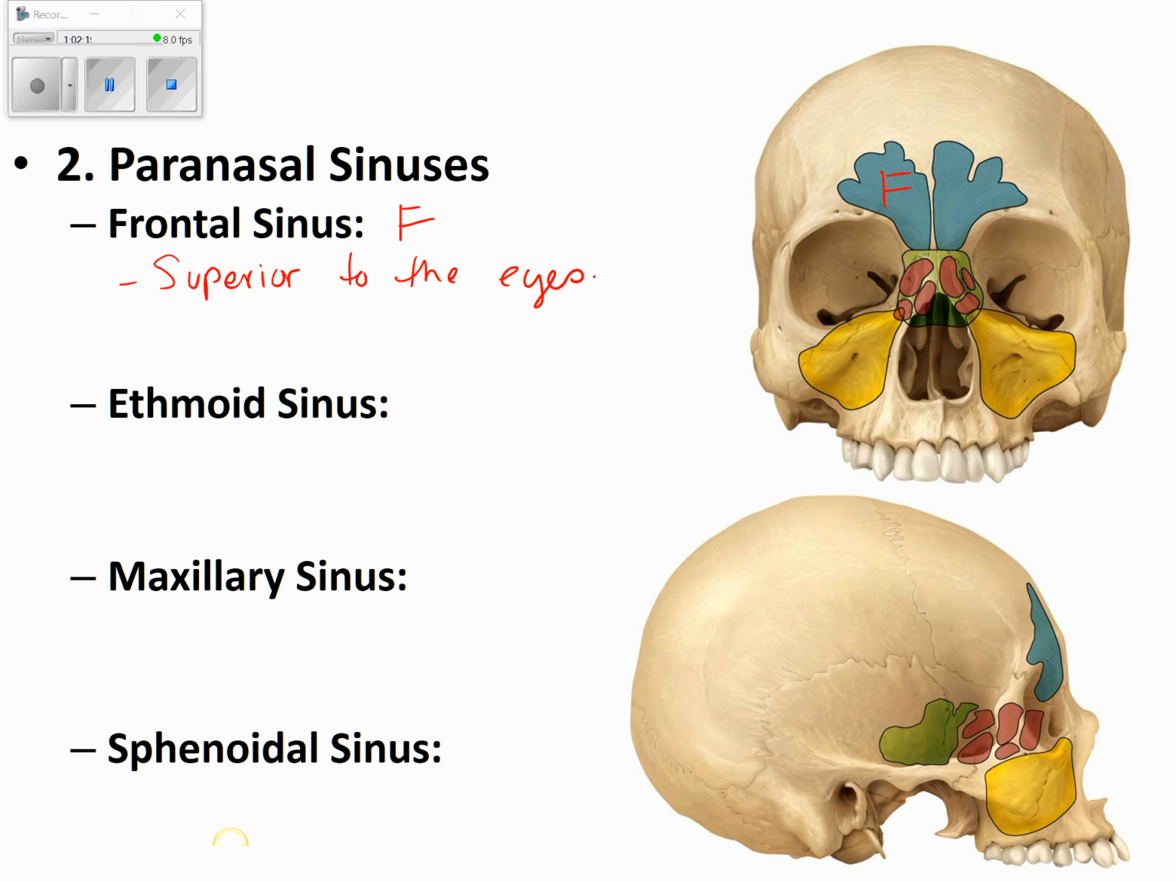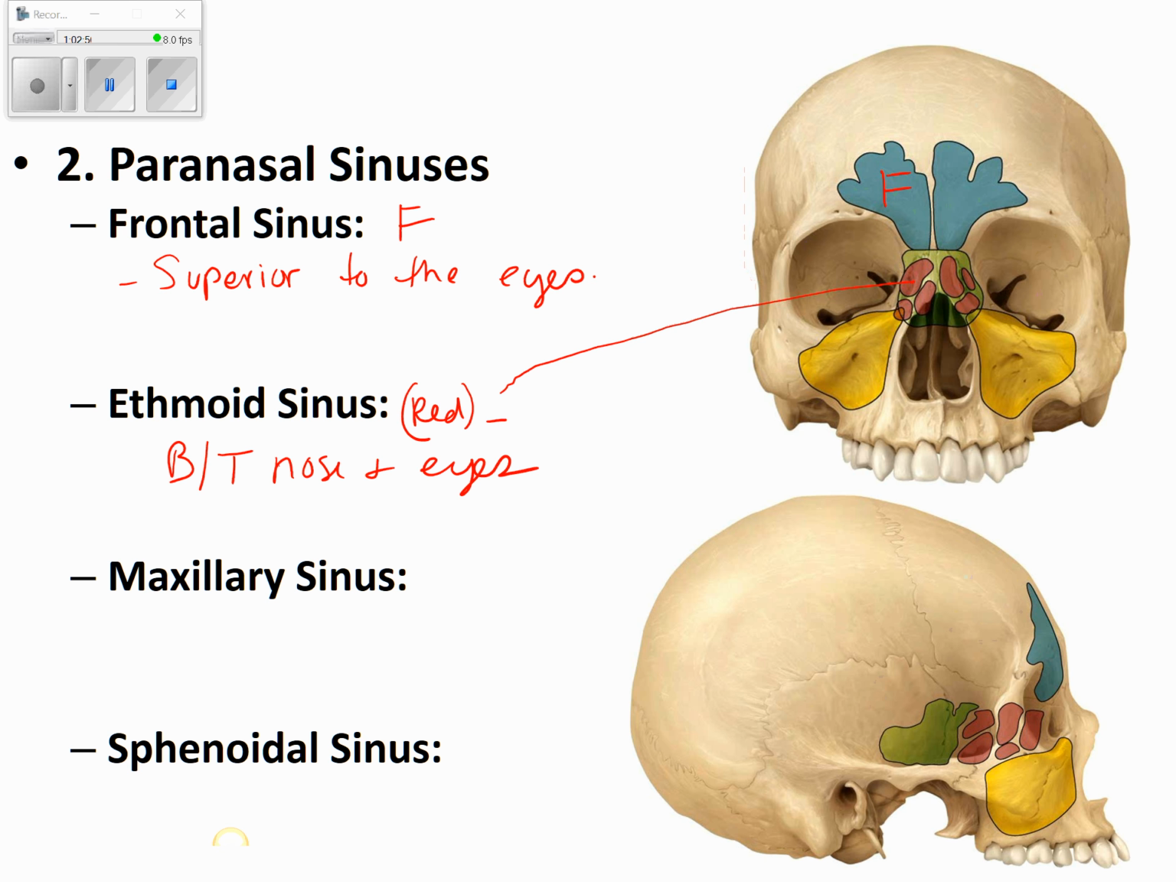The next one, of course, you have is your ethmoid sinus, and those are the red ones. I'll just put in red here. And of course, those are going to be between the nose and the eyes. This is my shorthand for between, B for B, tween, T. So it's between the nose and the eyes.